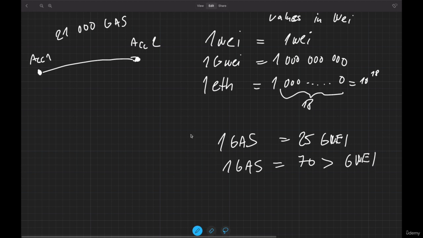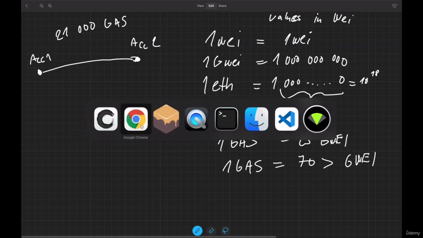That's why it's also a good idea to make a transaction when there is low traffic. You will pay much less Ether for a transaction. Okay, so we'll be looking for a transaction sending Ether from account to account.